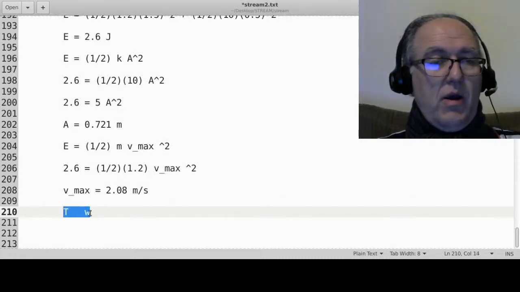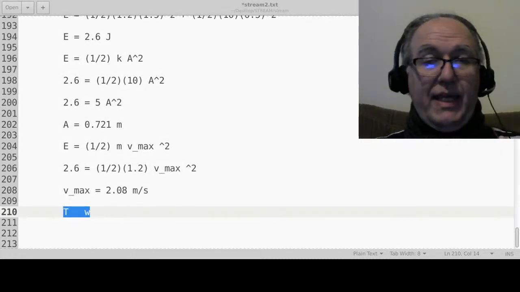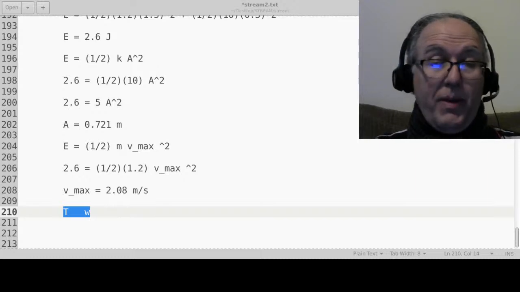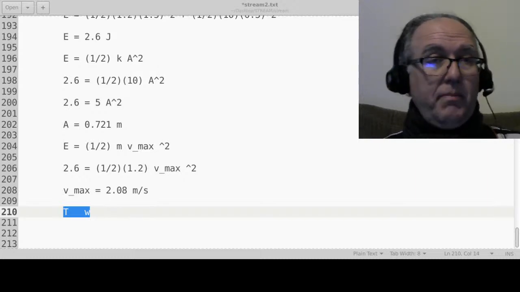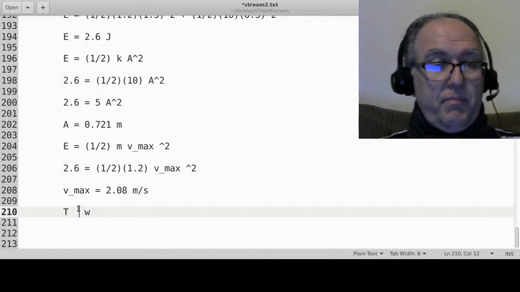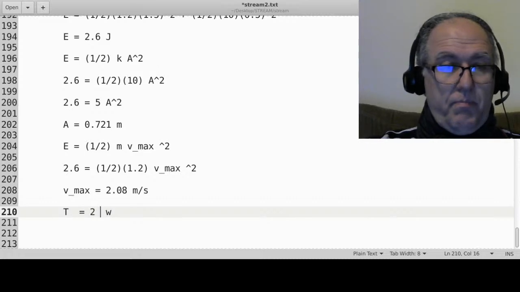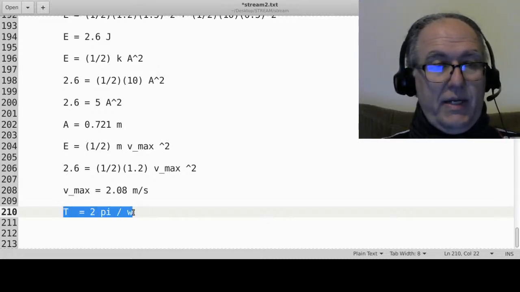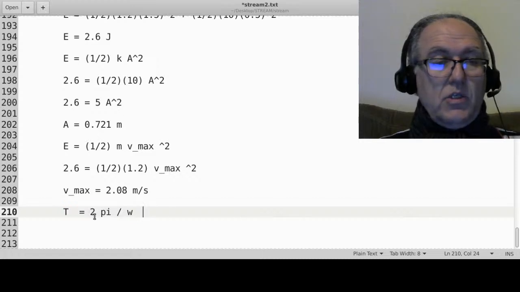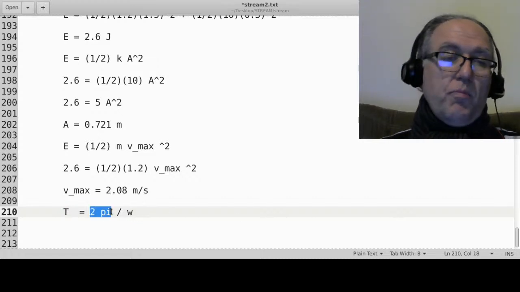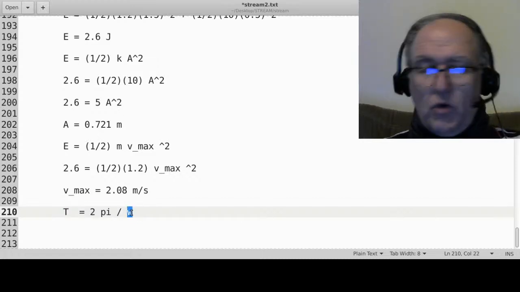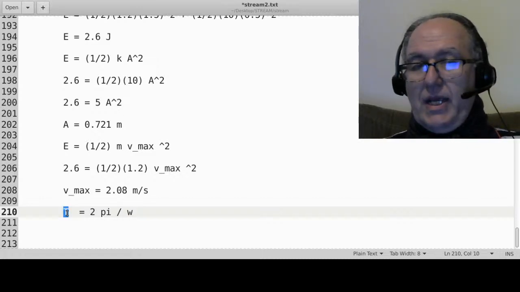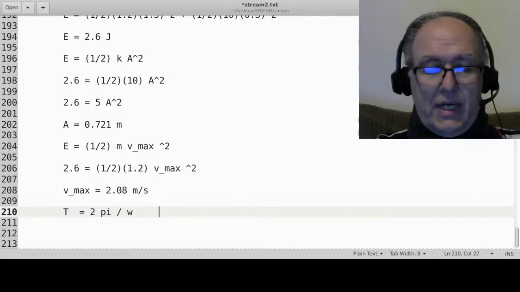Okay, and there's a very simple relationship between T and omega. Omega is this angular frequency, T is the period, and the relationship is that T is equal to 2 pi divided by omega. So the period is equal to 2 pi divided by omega. As soon as you know omega, you don't need anything else. You've got T. But the thing is, how do you get omega?